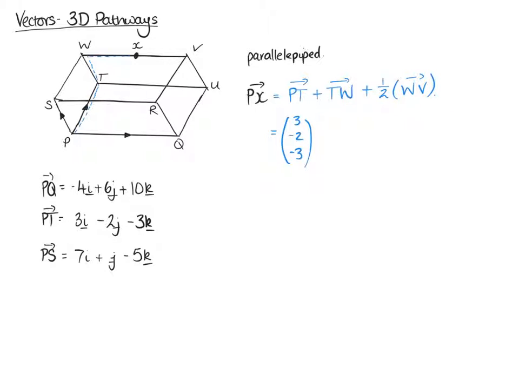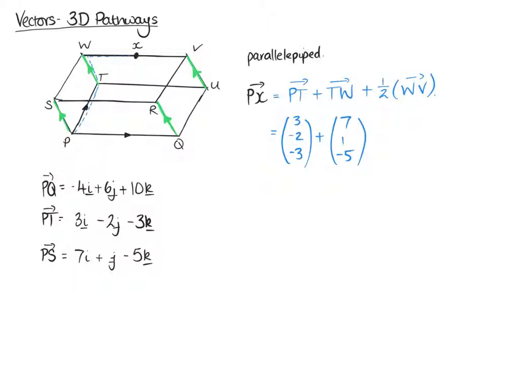So T to W, we've got there, T to W. That is the same as this one, and this one. So all of those lines have the same vector going in this direction. So the one we've been given, that's one of those, is P to S. So we can add P to S, which is 7, 1, minus 5.